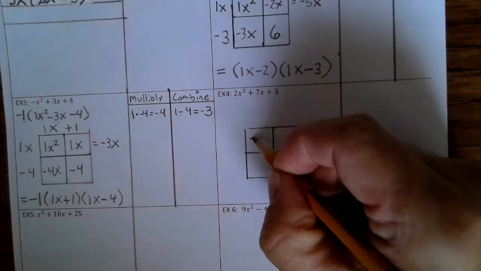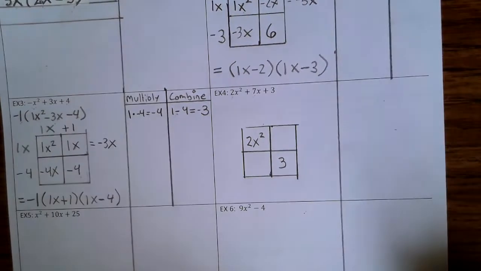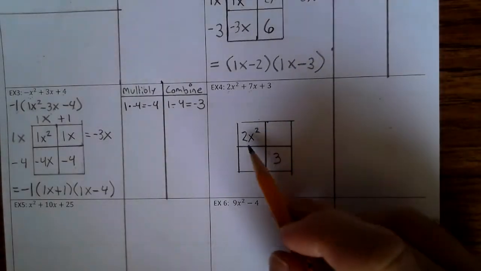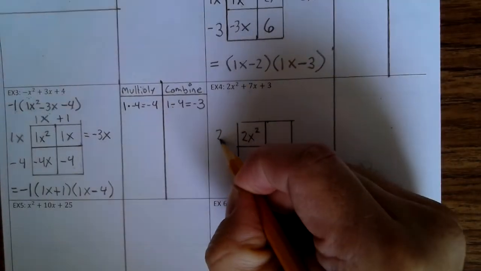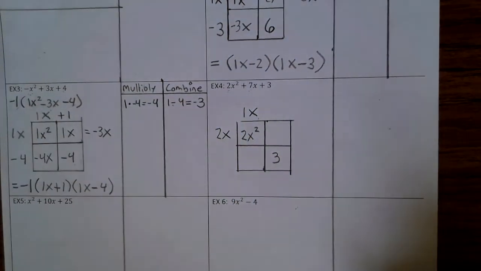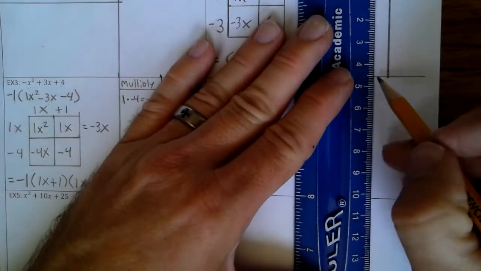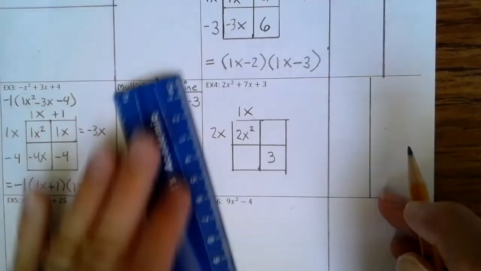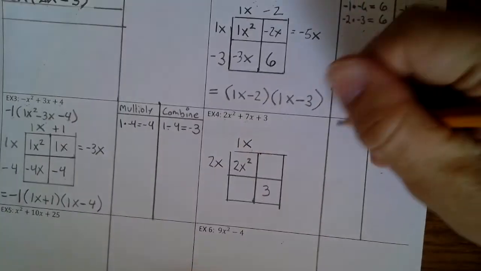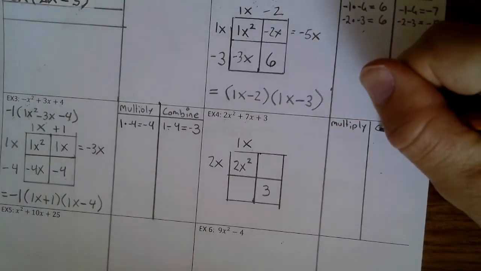So first term, last term. Now we have to figure out what makes 2x squared. Well, 2x times 1x. Okay. So multiply, combine.